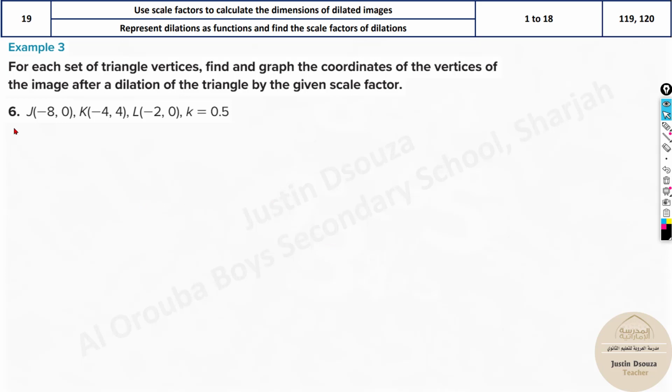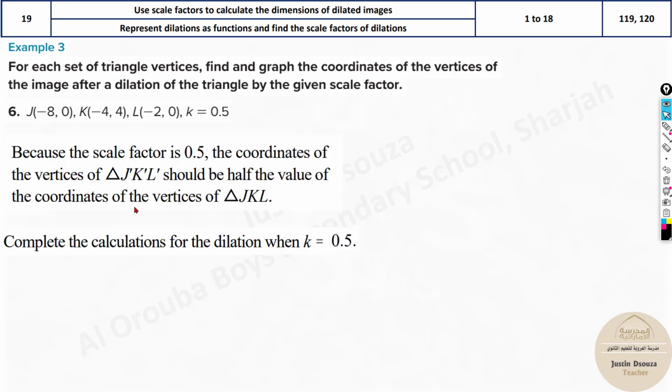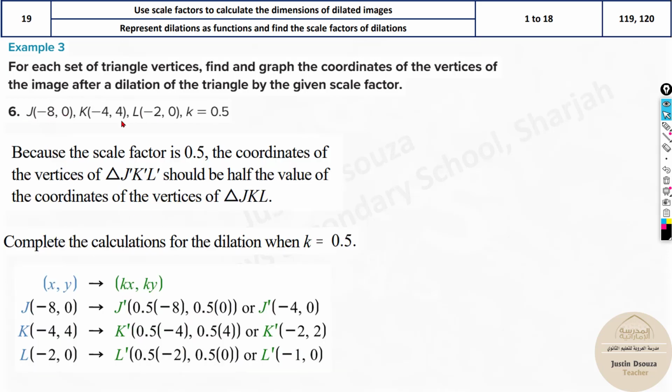Now, they have given us coordinates and they have asked us, for each set of triangle vertices, to graph and find the coordinates of the vertices of the image of the dilation of the triangle for the given scale factor. Okay, you have to just find the dilations. Now, the scale factor is 0.5. Multiply all the coordinates by 0.5 and you'll get the answer. So just multiply these coordinates, each one. But write in steps.